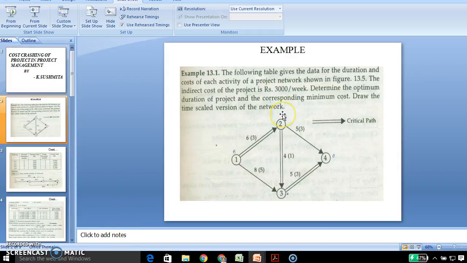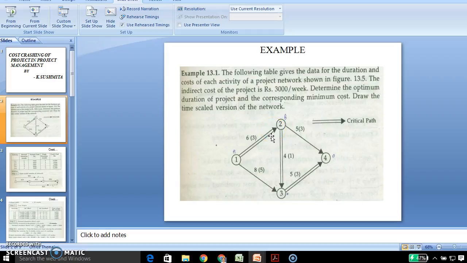What is meant by normal time? First, we can decide about the normal time. It is the standard time that an estimator usually allows for an activity. Hence, it is the time allowed for the activity, the standard time, denoted by small t. Next, the normal cost is the direct cost required to complete the activity within the normal time.